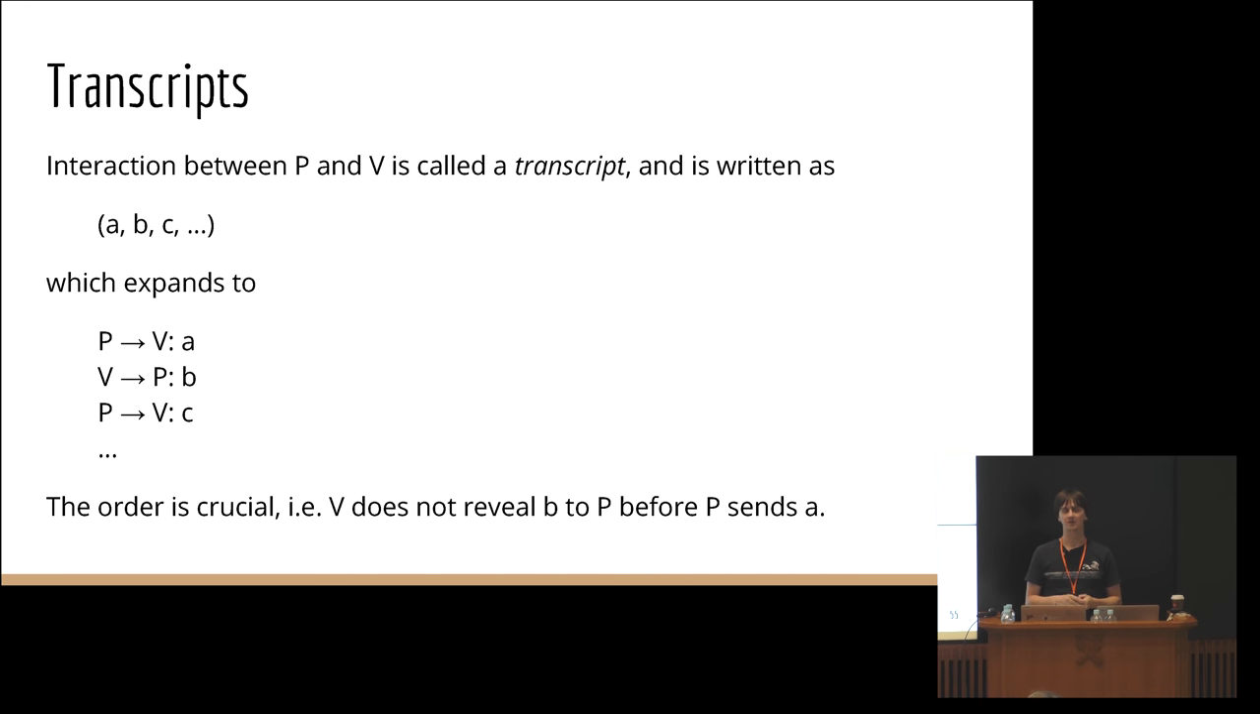I think I've said this a couple of times now, but this is not hard, it's just tedious. There's lots of terminology and new things. So here's a transcript. A transcript is just a list of stuff that the prover and verifier tell each other. As you can see here, A, B, C, that just means that P tells V A, and V tells P B, and P tells V C. Very straightforward. The order here is crucial. We can't skip B, or have the verifier send B first and then the prover sending A. No. First the prover sends A and then B, in that order, right?